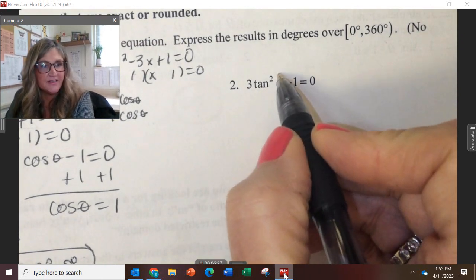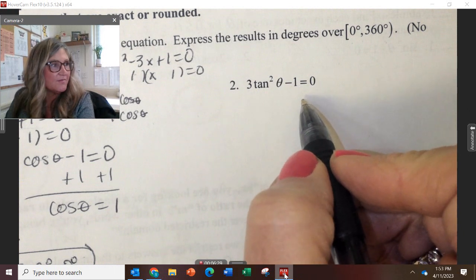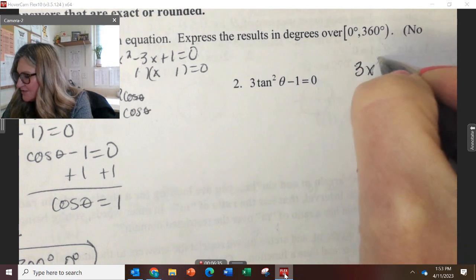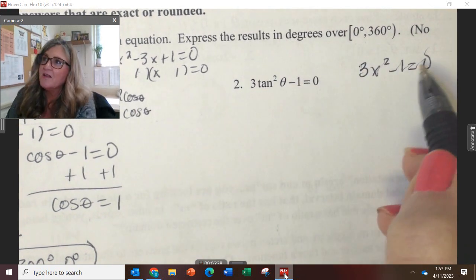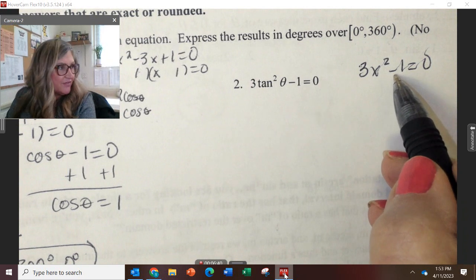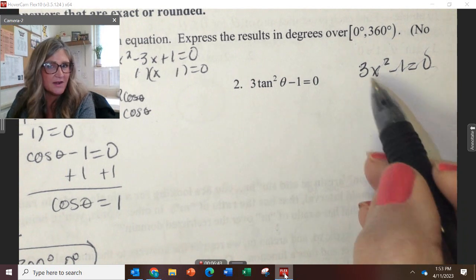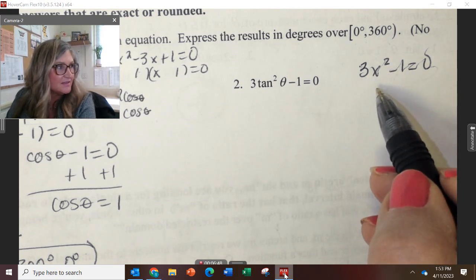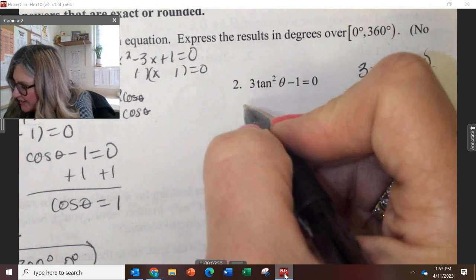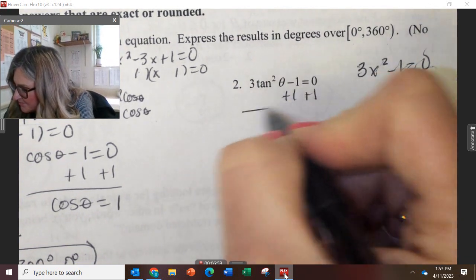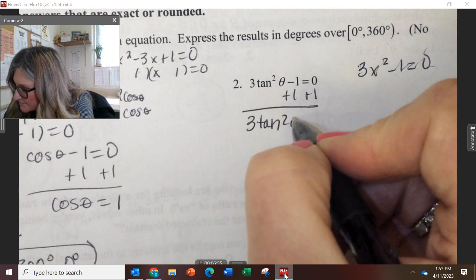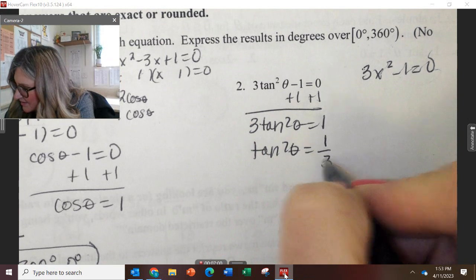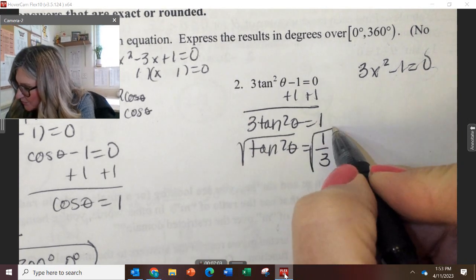We have 3 tangent squared theta minus 1 equals 0. This would be the same problem as if I were just doing like 3x squared minus 1 equals 0. If we're solving this for x, what would we do first? Add 1, and then we would divide by 3, and then we would take the square root. That's what I have to do here. So I'm going to have to add 1. I'm going to have to divide by 3. And now we're going to have to take the square root.